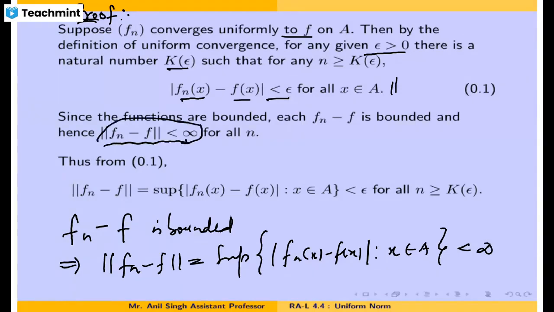So hence we have this sequence of norms of f_n minus f. When you find the norm, the norm is a real number, so you have a sequence of real numbers. Now let us look at whether this sequence converges to zero or not when f_n is converging uniformly to the function f.